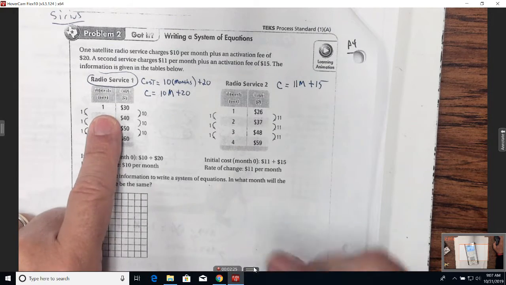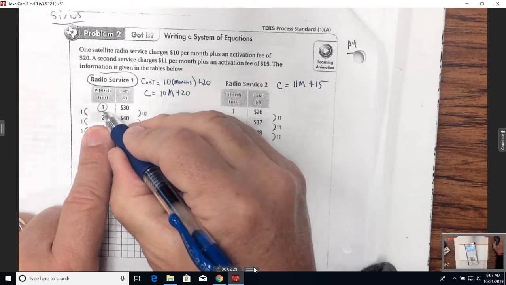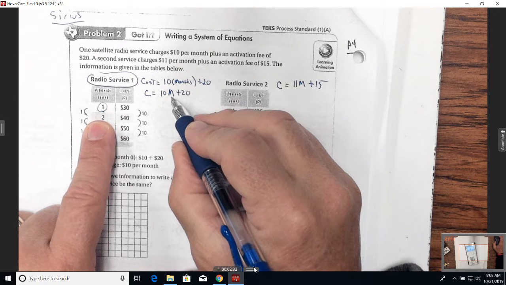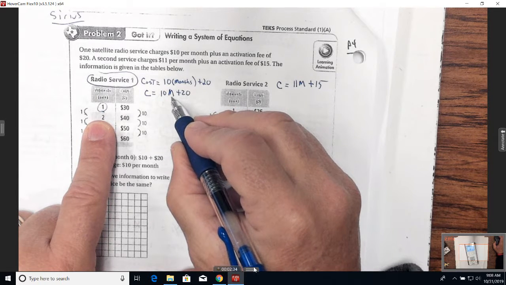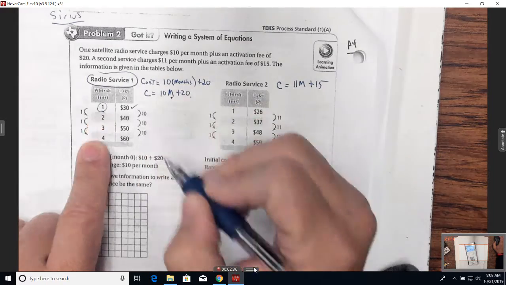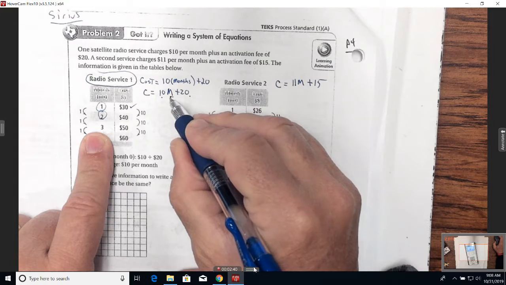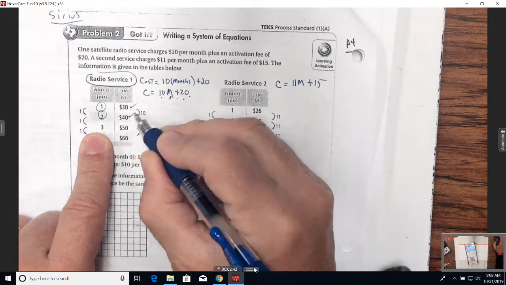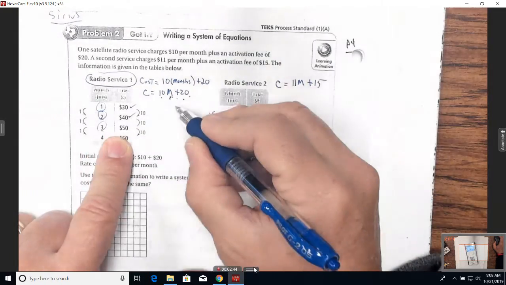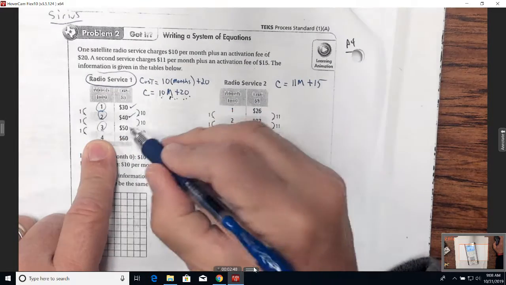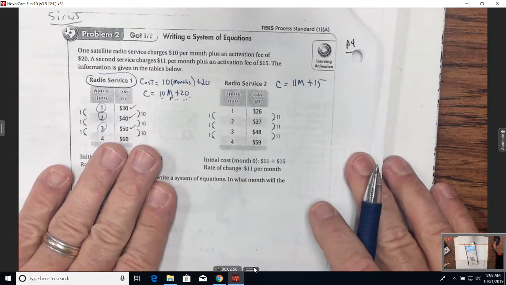And does that model the table? For example, the cost for 1 month, if I plug in a 1 there, what's 10 times 1? Very good, 10. Plus 20, so that gives me 30. If I plug in a 2 for the number of months, it'd be 10 times 2, which is 20, plus 20, which is 40. If I plug in a 3, does it model my function rule? It should. 10 times 3 is 30, plus 20 is 50. Do y'all see how it models the table?